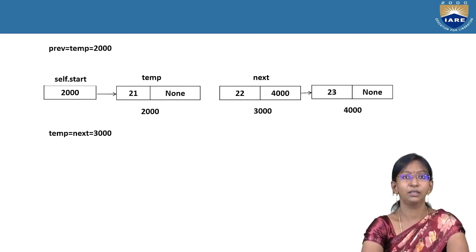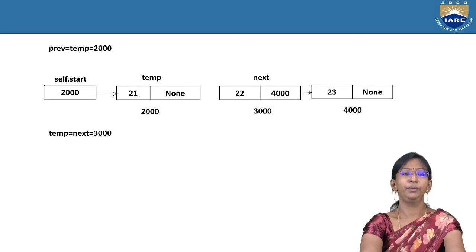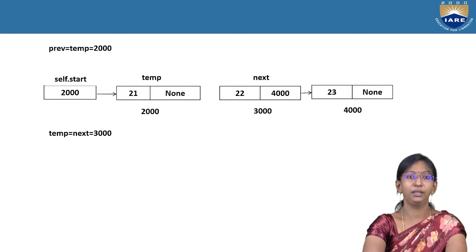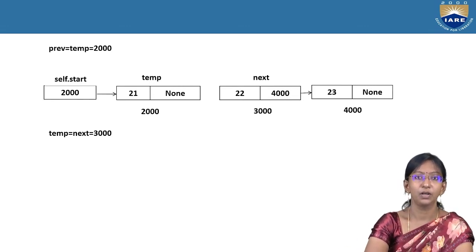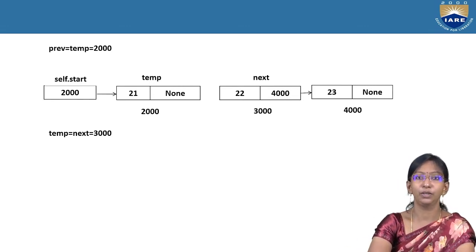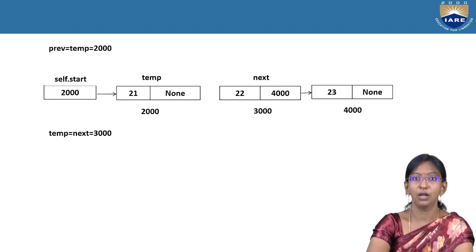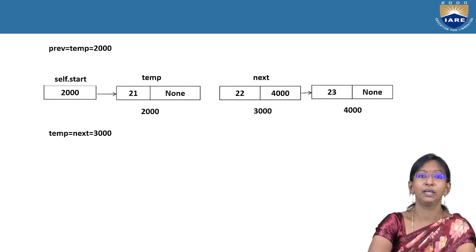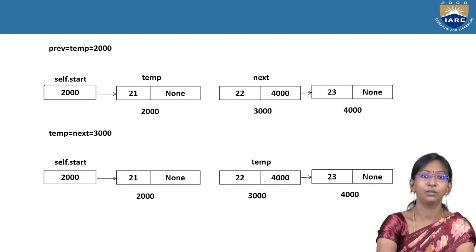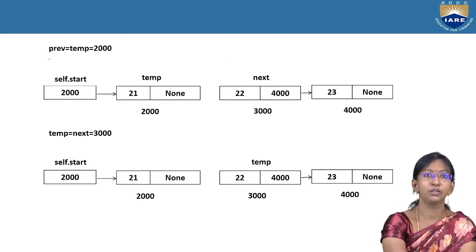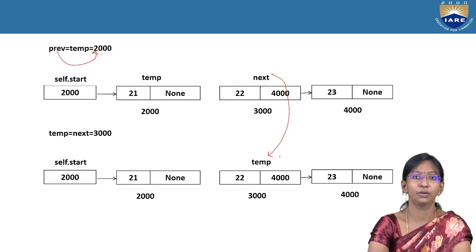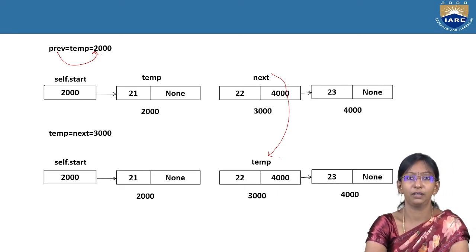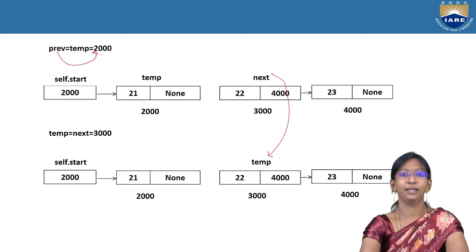Once it is overwritten, now make the temporary take a hop to the position of next. So next is pointing to the node at location 3000, and now it is named temporary. Have a look. Now previous is holding 2000 and temporary is the name given to the next node. These are the changes which we have done. Now we have two lists in our hands.